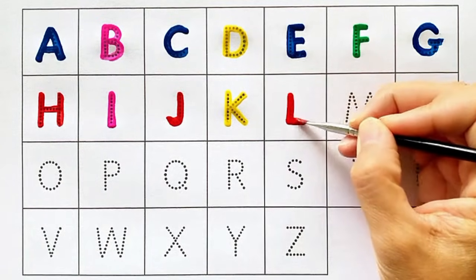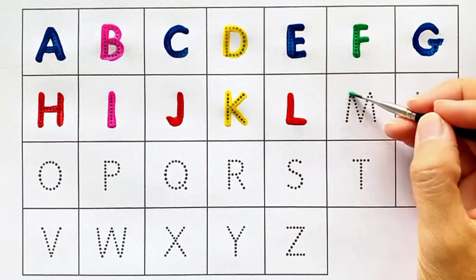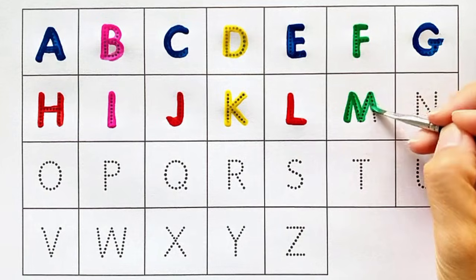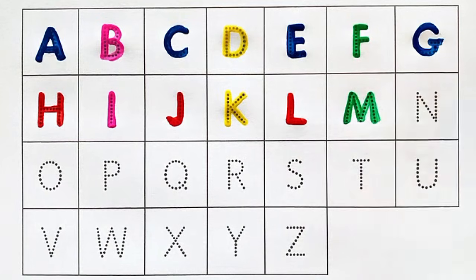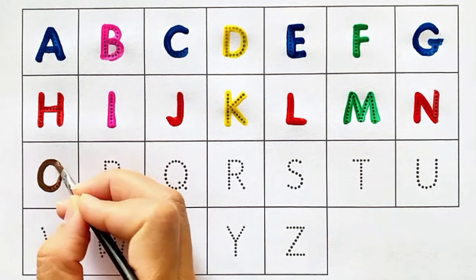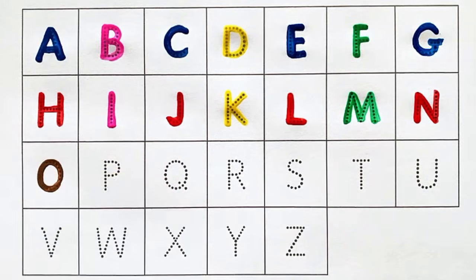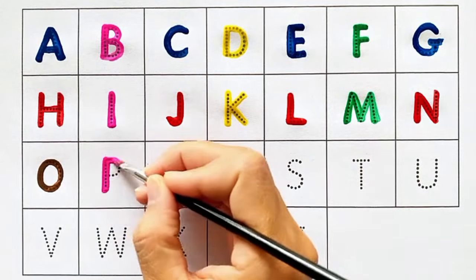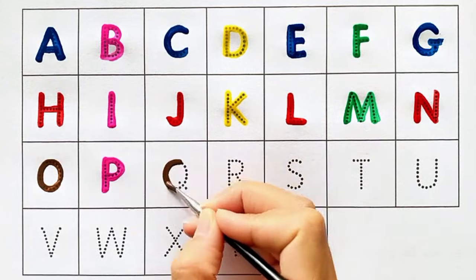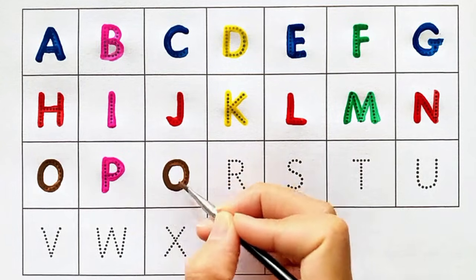L for lion. M for monkey. N for nurse. O for ostrich. P for parrot. Q for quail.